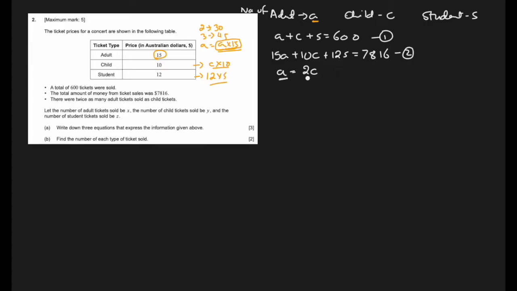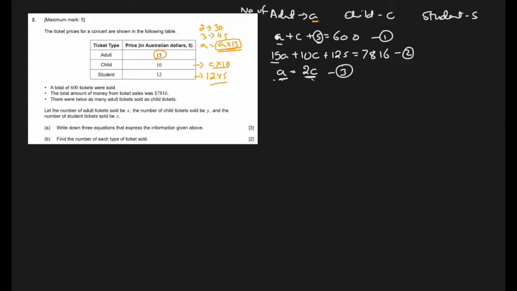Adult tickets sold twice as child tickets. So this is equation number 3, and now we can get an equation from here and here, so that A and C we need for third. So we'll get rid of this S from here.